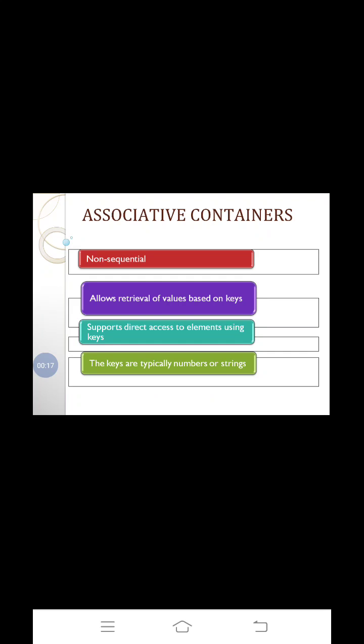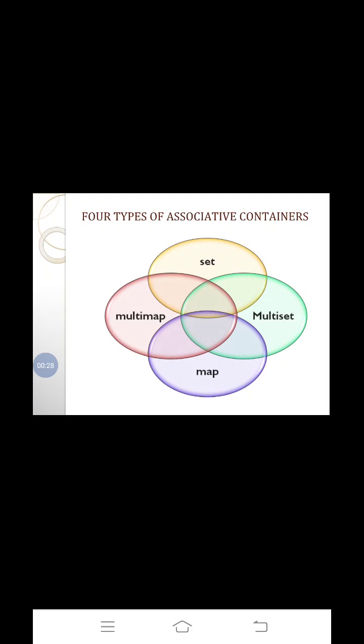As we have known about associative containers, they are non-sequential and allow the retrieval of values based on keys. We have seen that 4 types of associative containers are there, that is set, multiset, map and multimap. Set and multiset we have covered in the previous video. Multimap and map we are going to see today; these data structures are basically used for fast searching.